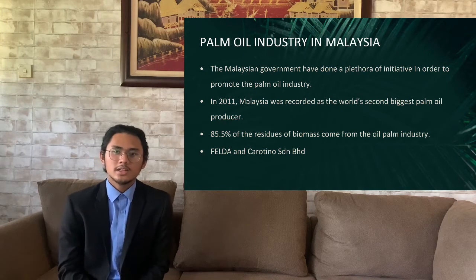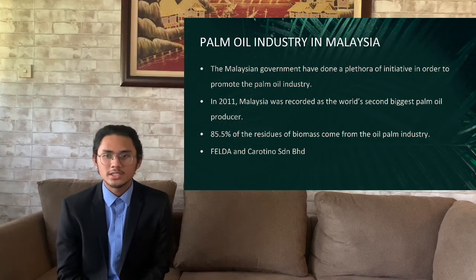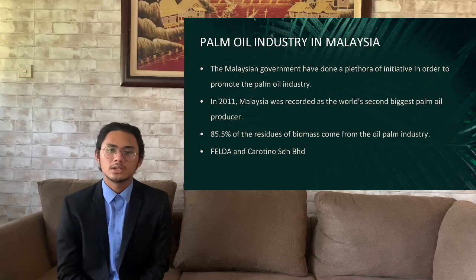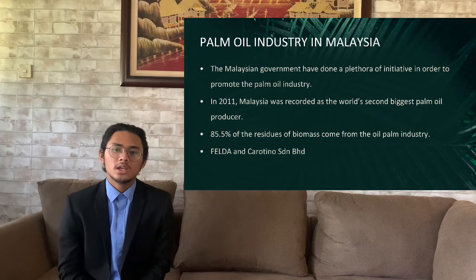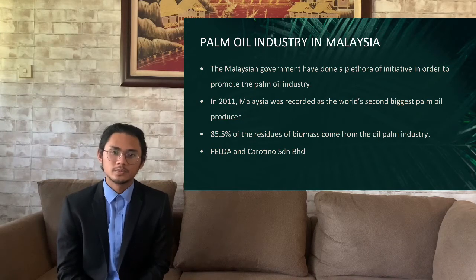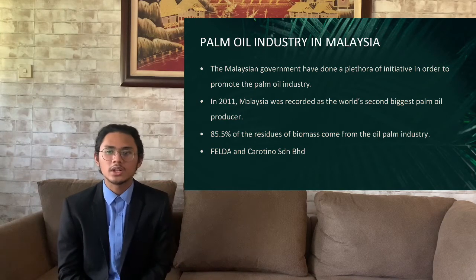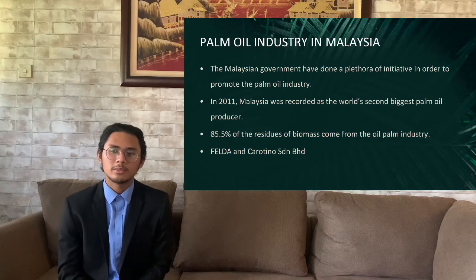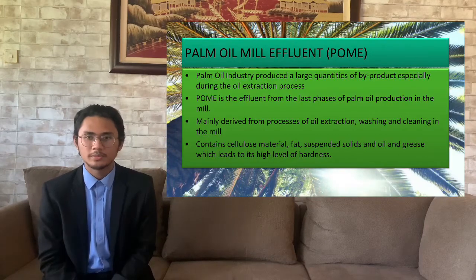These days, the palm oil industry in Malaysia is rapidly developing and turning into a notable agriculture-based industry. The Malaysian government have done a plethora of initiatives in order to promote the palm oil industry in Malaysia. So the example of palm oil industry in Malaysia is Felda and Karotina Sdn Bhd, which have a base at Johor.